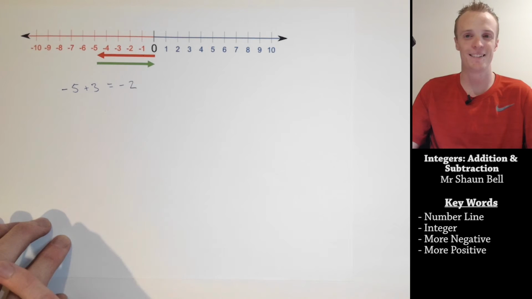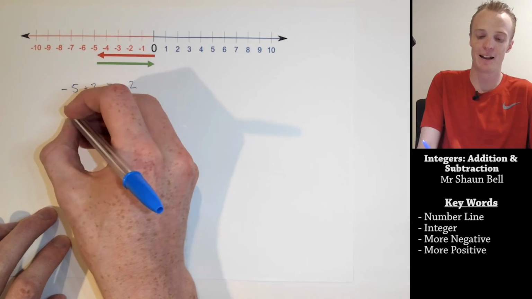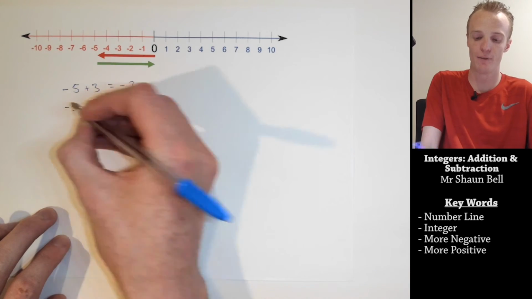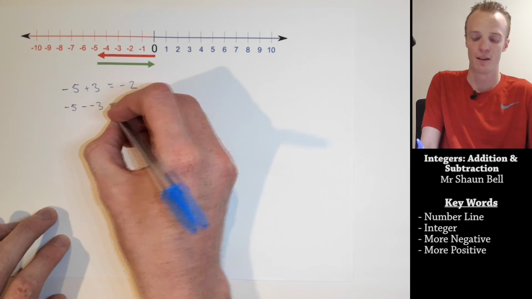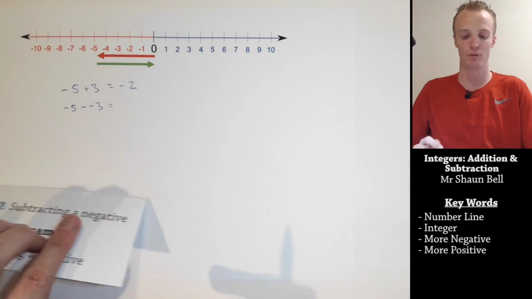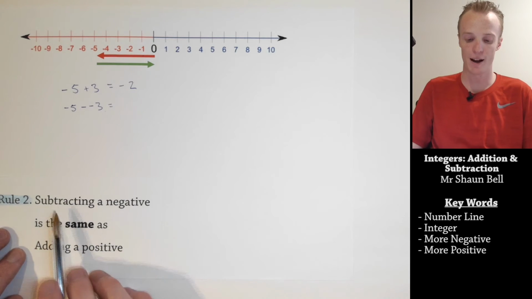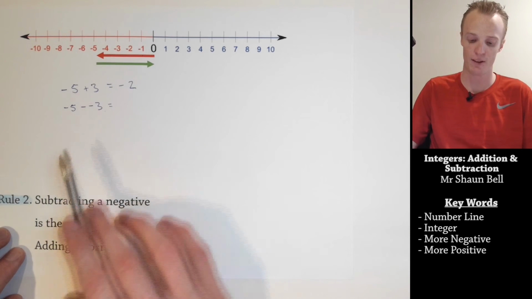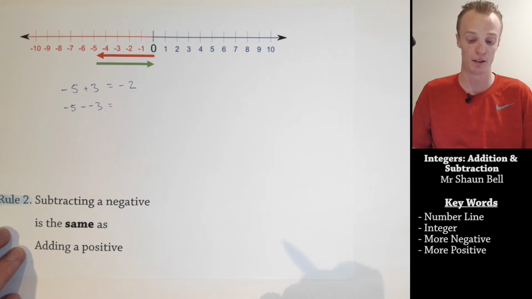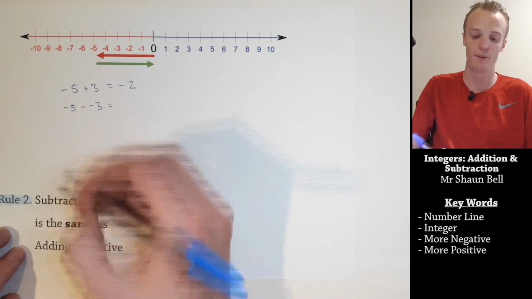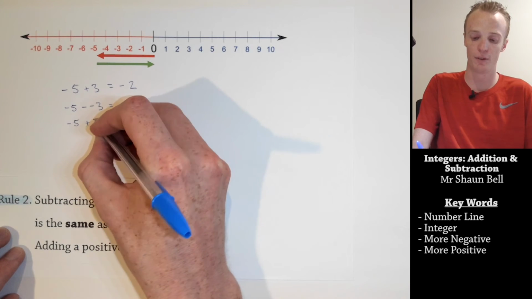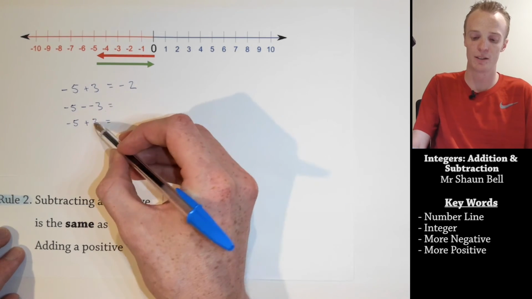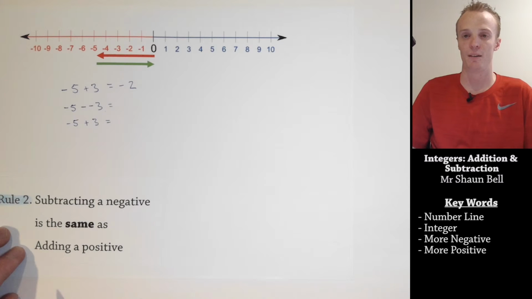Now, you probably guessed it, we can rewrite this in another way. It can also be written as starting at negative 5 and then subtracting negative 3. Now, if we refer to rule number 2, subtracting a negative is the same as adding a positive. So when we're subtracting a negative here, we rewrite this as adding the positive number of 3, which is the same problem that we began with.